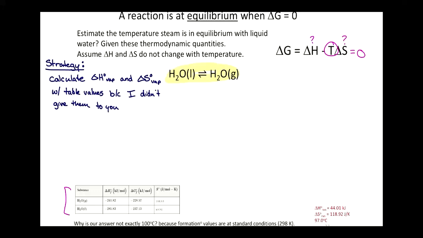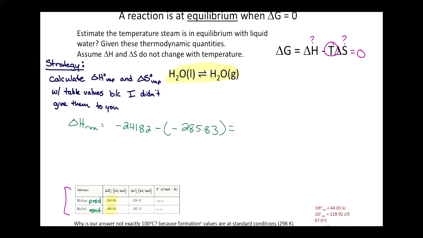So let's just do that. Delta H for this reaction. Here, the gas is our product and the liquid is our reactant. So I'm going to take the first line and subtract the second line. We see delta H of this reaction is negative 241.82 minus negative 285.83.